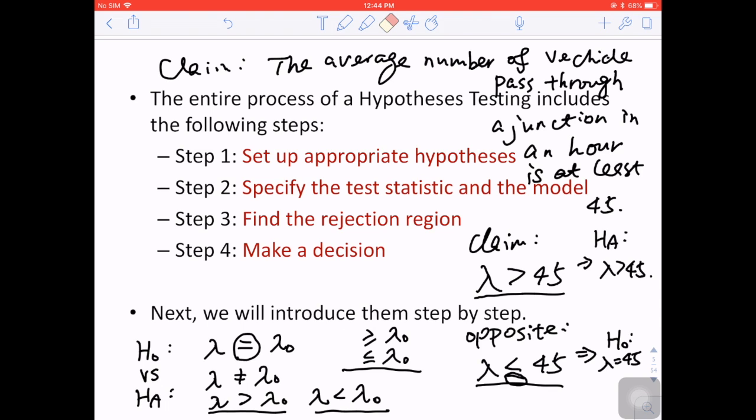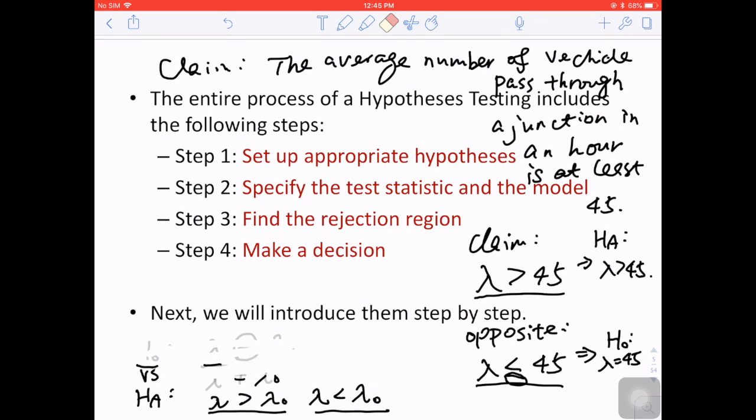But in order not to confuse you, because we're taking an intro level course, for the sake of this course I'm going to set up my null hypothesis as the parameter of interest is equal to a constant. And then versus the alternative hypothesis that your lambda could be not equal to this one, or larger than this one, or smaller than this one. It really depends on the context.